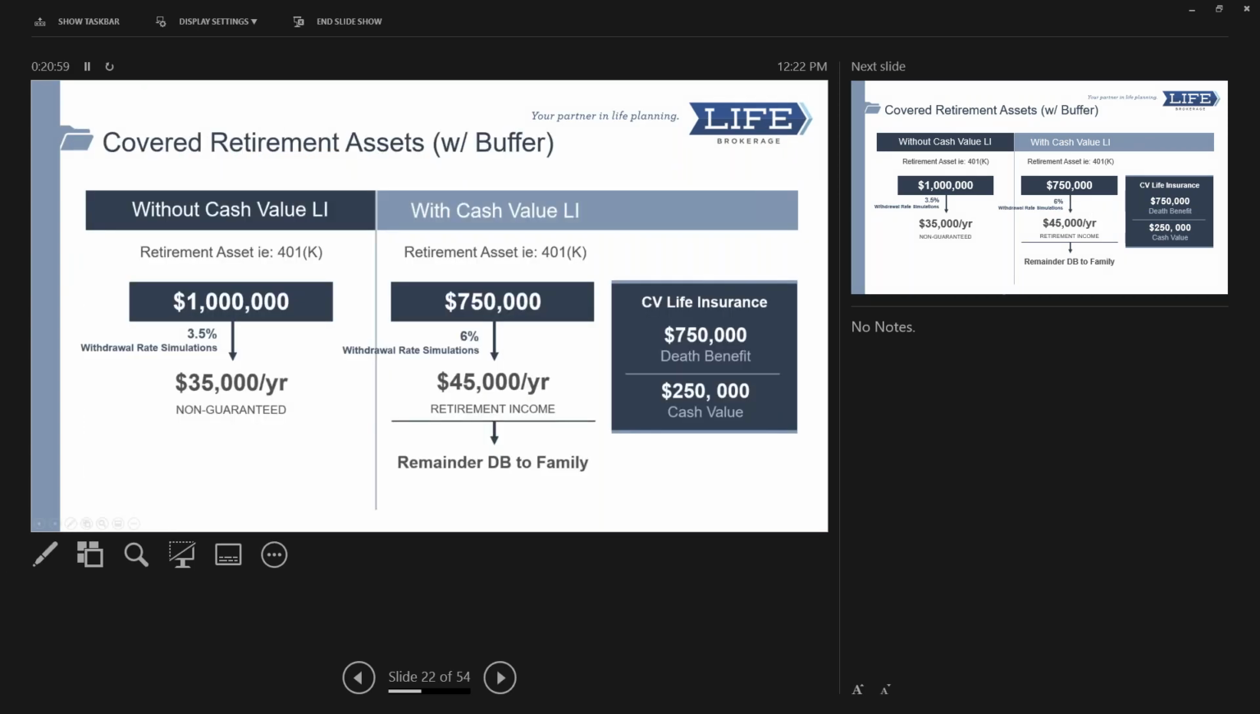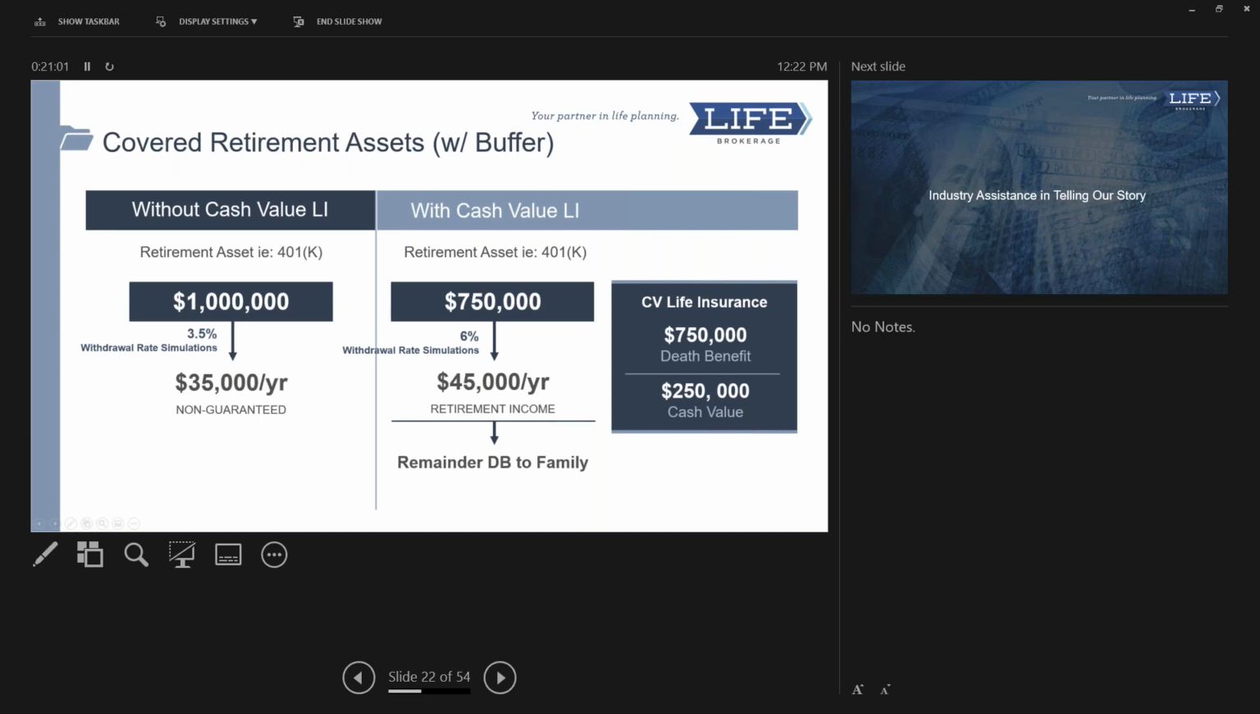Here we go. I'm going to keep going. There's a piece, very simple concept. It's a great one-pager to use in describing the concept to clients. You have $1 million of assets at retirement with a 3.5% withdrawal rate simulation. You're going to grab $35,000 of non-guaranteed income.